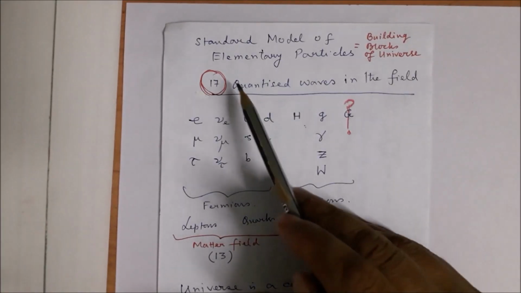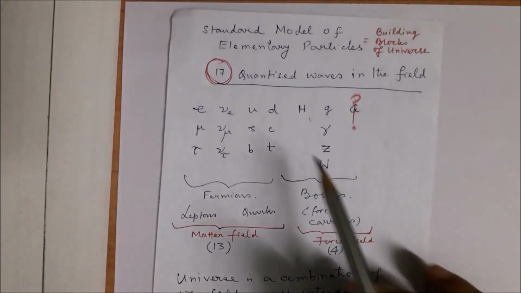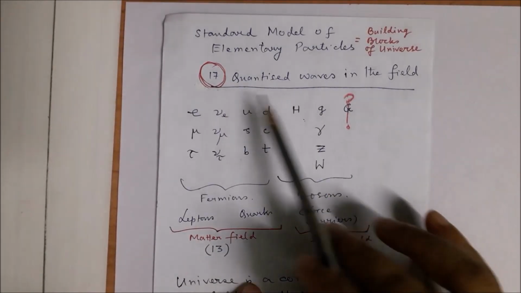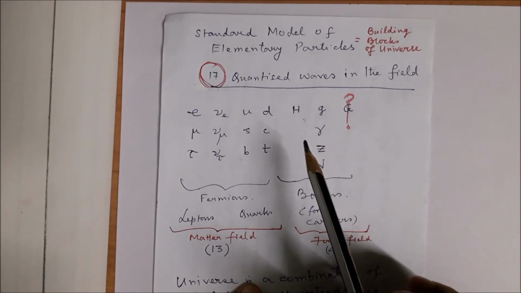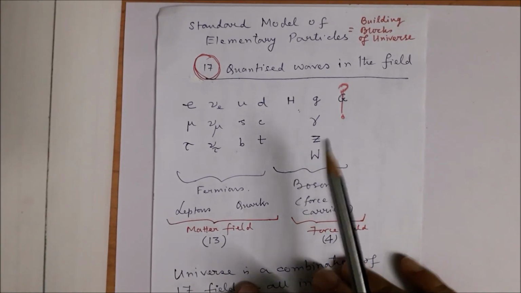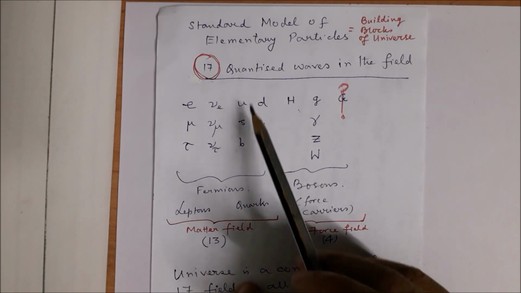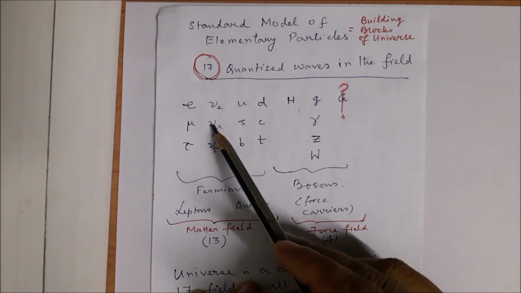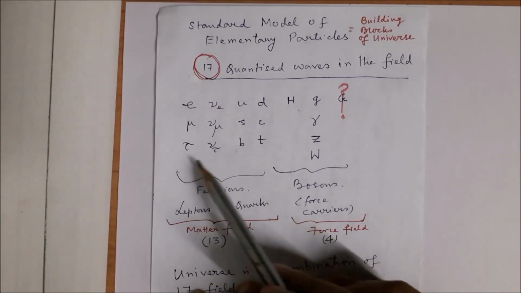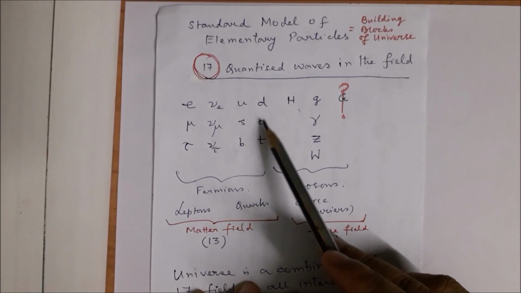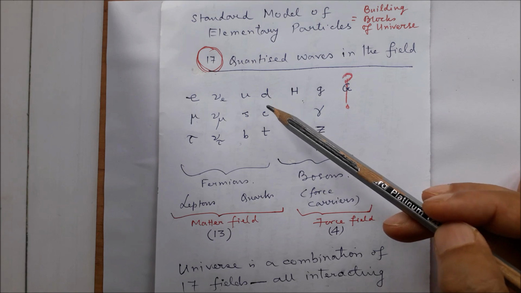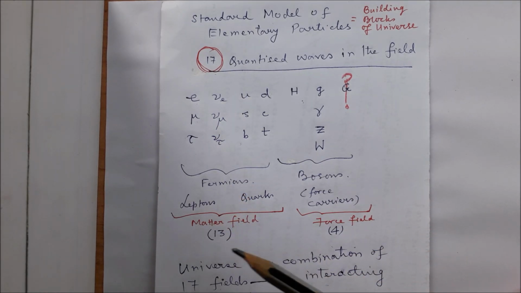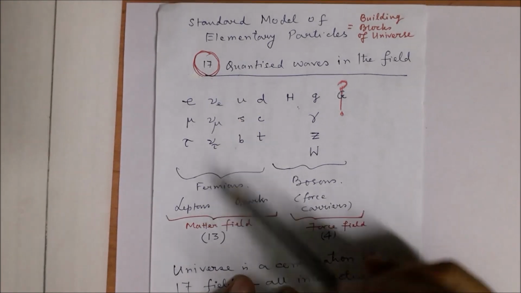Let us show the building blocks of the universe. There are 17 fields or quantized waves. 17 particles have been shown. Each has a field, which are quantized waves or comprise chunks of energy, and ripples represent manifestations of the particles. Electron, electron neutrino, muon, muon neutrino, tau, tau neutrino constitute the lepton family. Up quark, down quark, strange quark, charm quark, bottom quark and top quark constitute the quark family, and they are called fermions. They constitute matter, and hence this field is called matter field also.